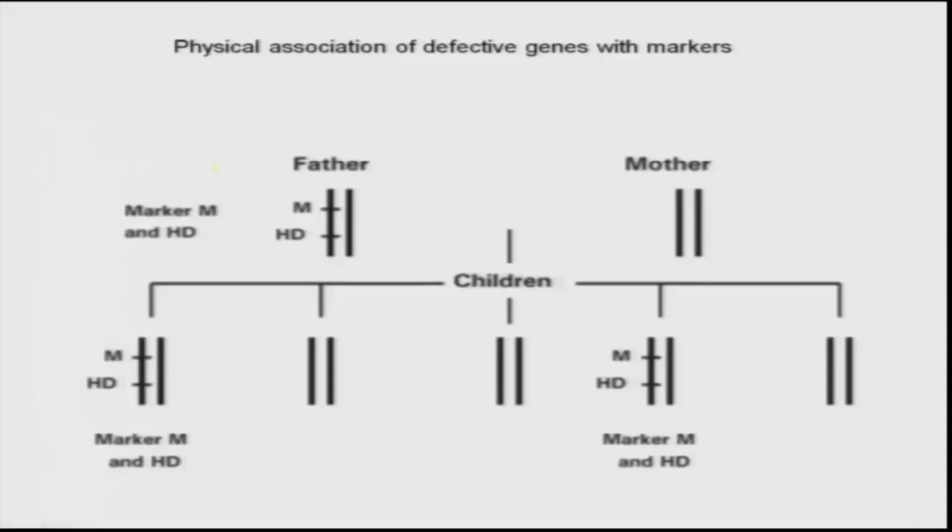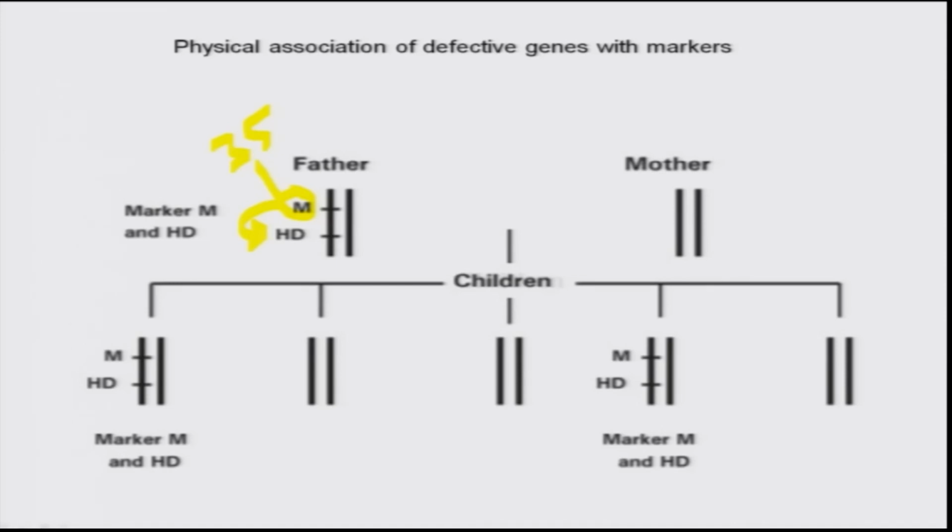For example, this is a marker, let us say, that has the number 35, the allele that goes with the disease. And close to this marker, very nearby on the chromosome, you have a gene that causes the disease, which you call HD here. Because they are present close to each other, they are going to go together. They will not be separated by recombination.